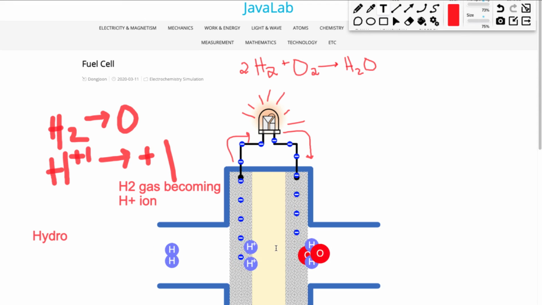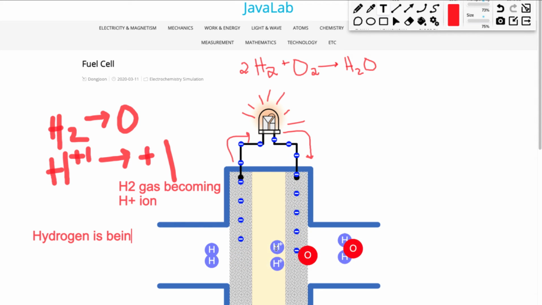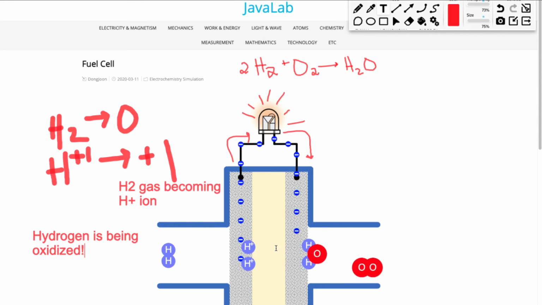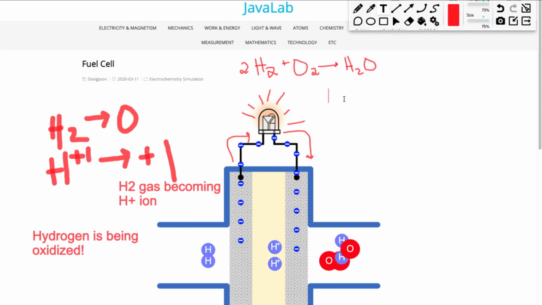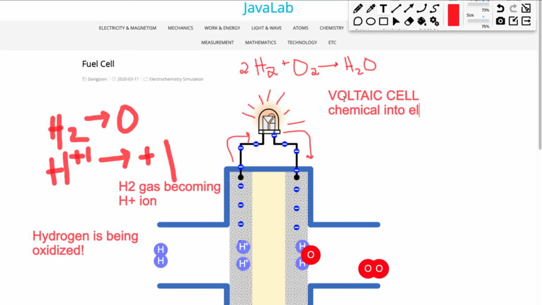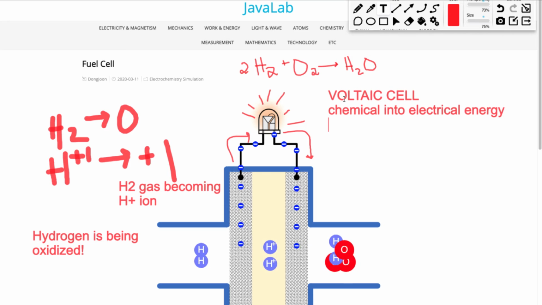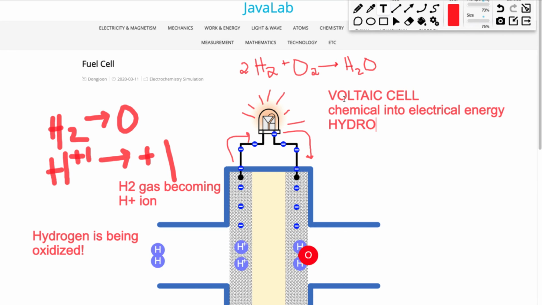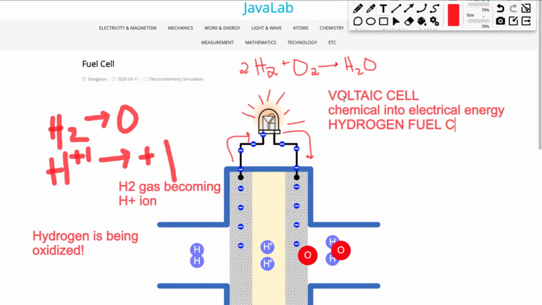So hydrogen is being oxidized in this particular cell, right? This is a voltaic cell because it is converting chemical into electrical energy. It also is an example of how a hydrogen fuel cell works.